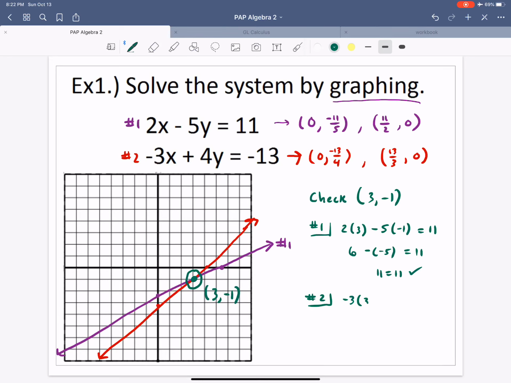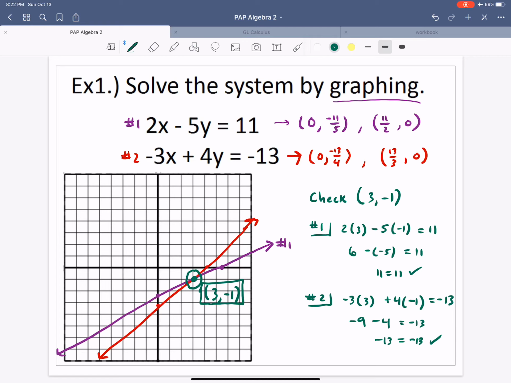So I'm going to go ahead and test that same point on equation 2. So again, plug a 3 in for x and a negative 1 in for y. We end up getting negative 9 minus 4 equals negative 13. And we see that negative 13 does, in fact, equal negative 13. So what we found is that (3, -1) works for both equations. So we can say that (3, -1) is our solution.